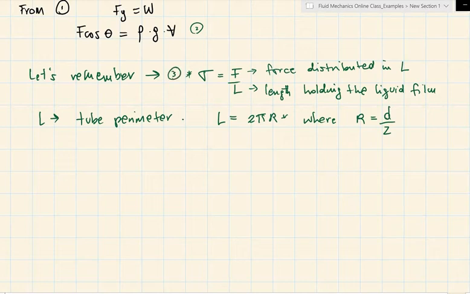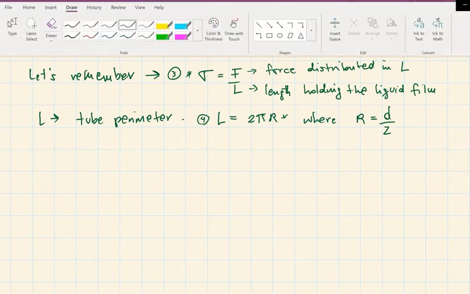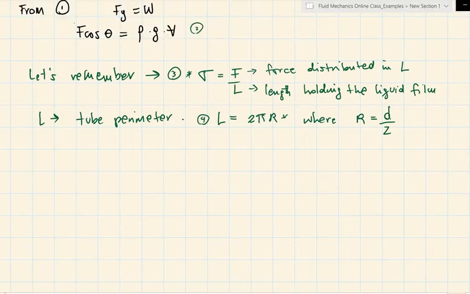Okay, let's call this equation number 2. Let's call this equation number 3, and let's call this equation number 4. So equations 3 and 4 would be put into equation 1. So remember, F equals sigma times L if we solve for force in the surface tension equation, which is equation number 3.